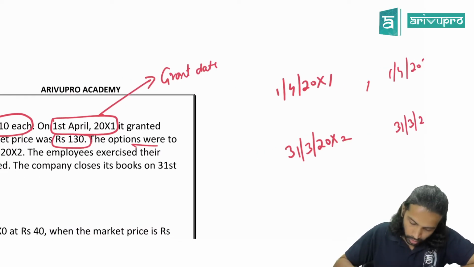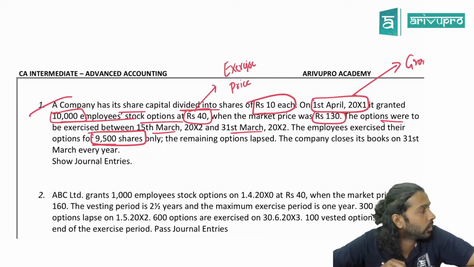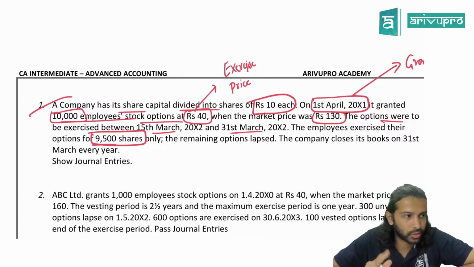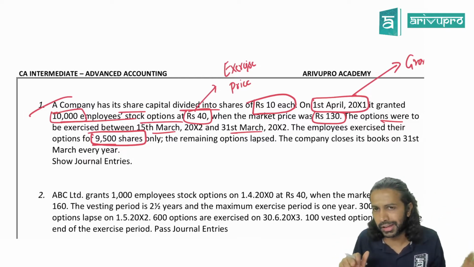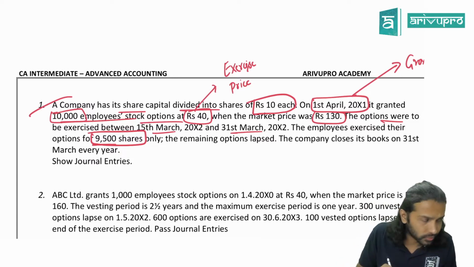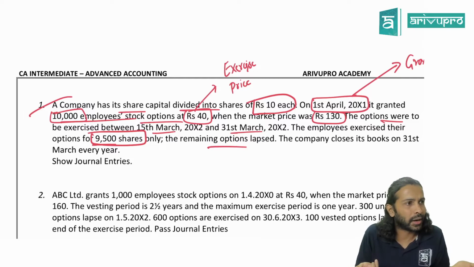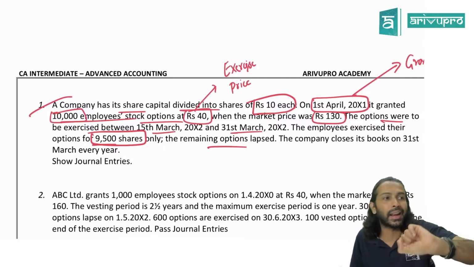The employees exercise their option only for 9,500 shares. How many options did you give to the employees? 10,000. It is an option, it is not an obligation. You gave 10,000, but they bought only 9,500. Maybe some of them quit or some of them don't want to buy. The reason could be anything, it doesn't matter to us. So 9,500 shares only they purchased, and the remaining options, did they buy them? If they don't buy, it will get cancelled. But instead of saying cancelled, they'll use the word lapsed.